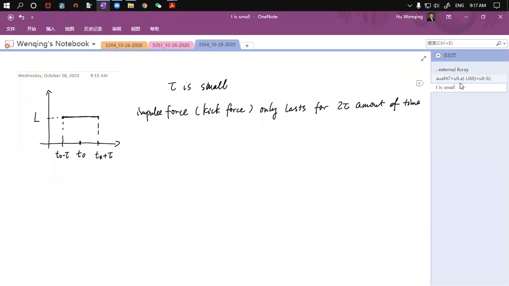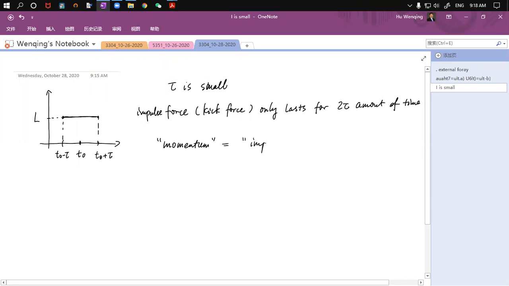Well, in your physics classes, we have the basic principle of impulses, right? So what is the basic principle of impulses? Impulse means that the momentum is equal to the impulse. This is what we learned in our physics classes, right? So we say the momentum is equal to the impulse.